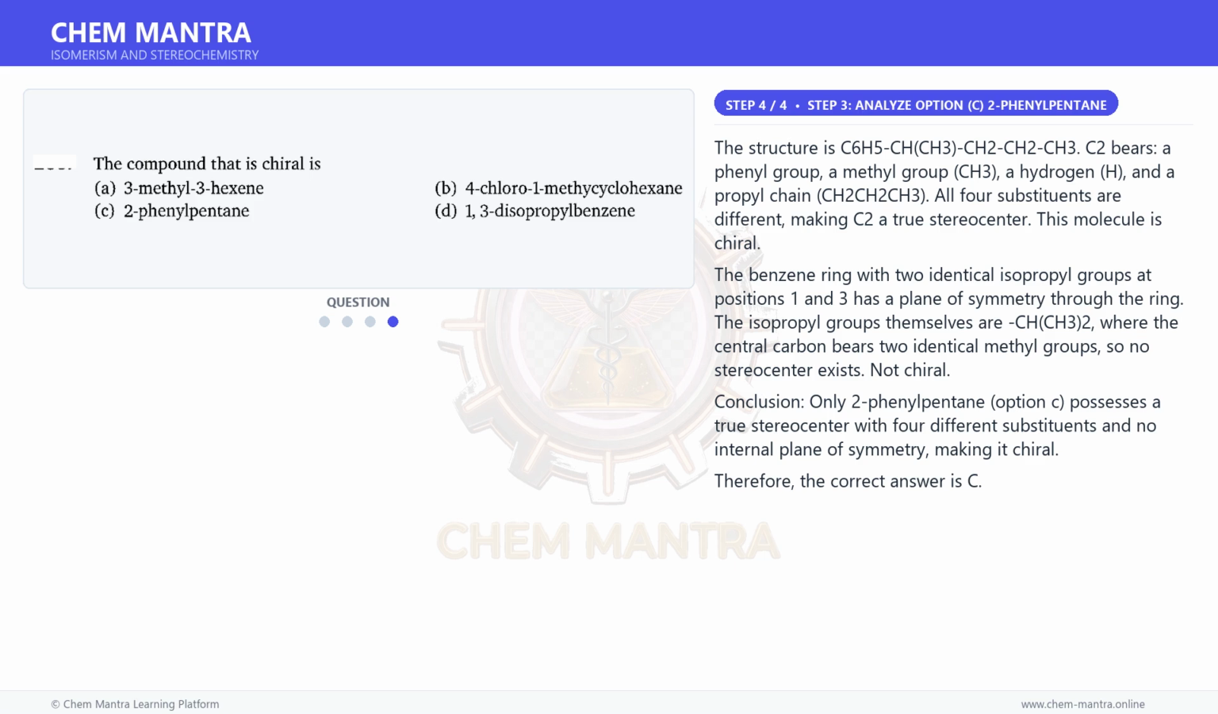This molecule is chiral. The benzene ring with 2 identical isopropyl groups at positions 1 and 3 has a plane of symmetry through the ring. The isopropyl groups themselves are CH(CH3)2, where the central carbon bears 2 identical methyl groups, so no stereocenter exists. Not chiral. Conclusion: only 2-phenylpentane, option C, possesses a true stereocenter with 4 different substituents and no internal plane of symmetry, making it chiral.